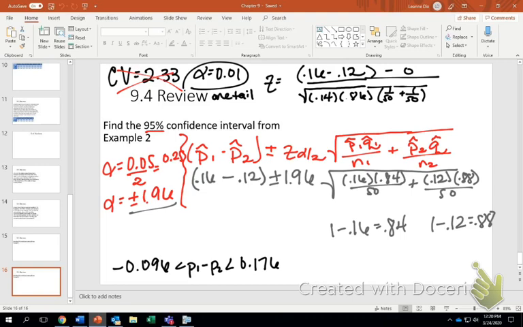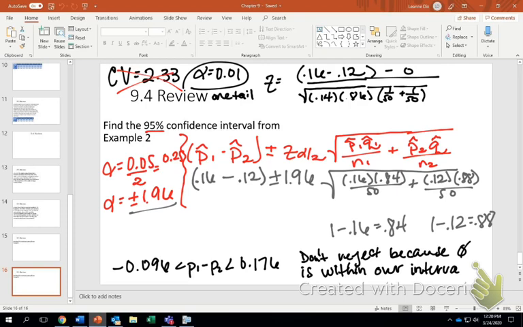0.176. And this time, 0 is actually in between these two things, so we would not reject. Don't reject, because 0 is within our interval. Okay, and that makes sense because in example 2, we had a test value of 0.58 and we did not reject. So we ended up with the same answer that we had in example 2.